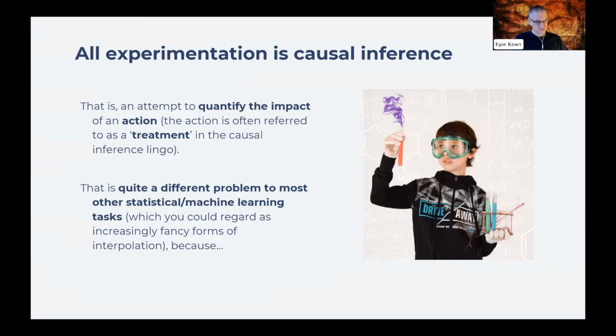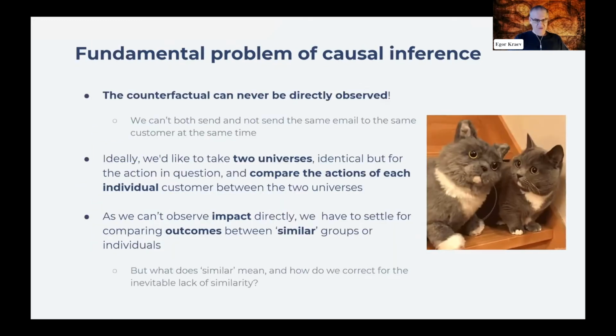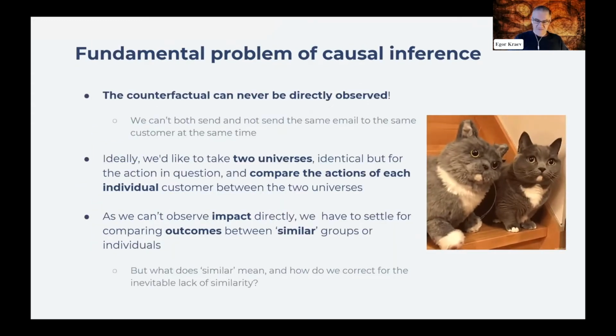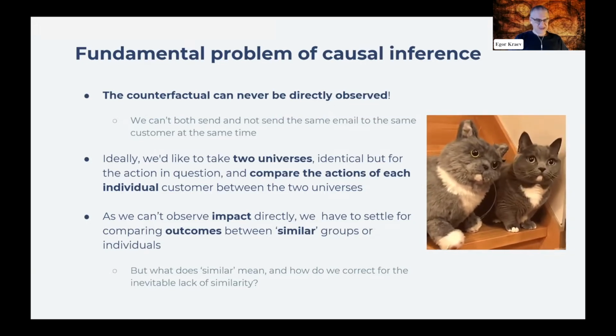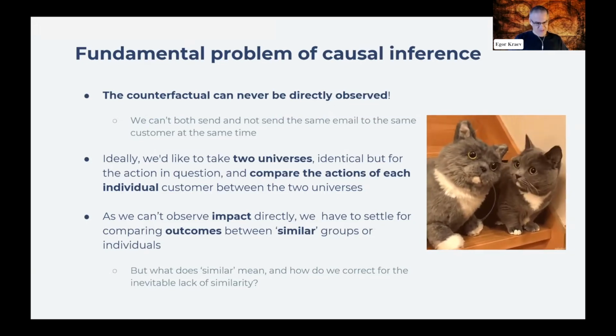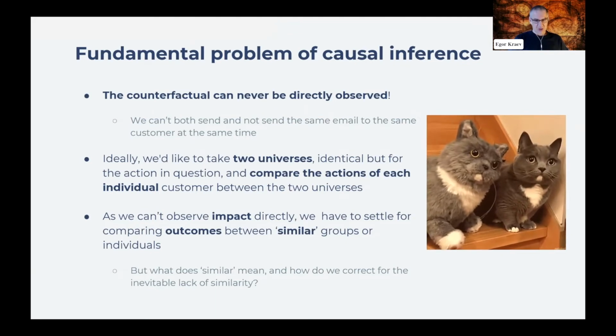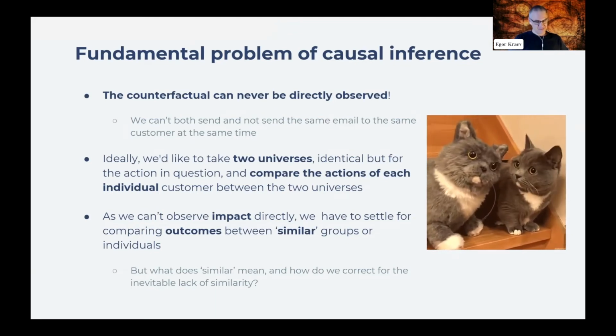An outcome could be, for example, that customer's spending over the next 3 months or something like that. And that's actually quite a difficult problem. And it's different to the classical machine learning problems that you're familiar with. And the reason for that is that you never observe the alternative. You cannot send and not send the same email to the same customer at the same time. So you cannot do supervised ML.